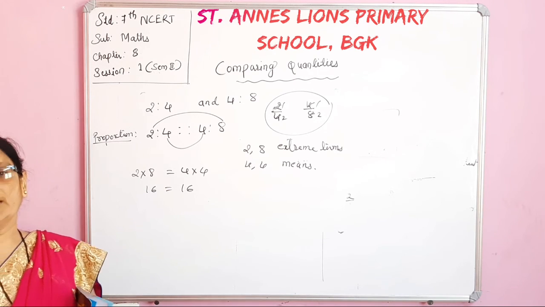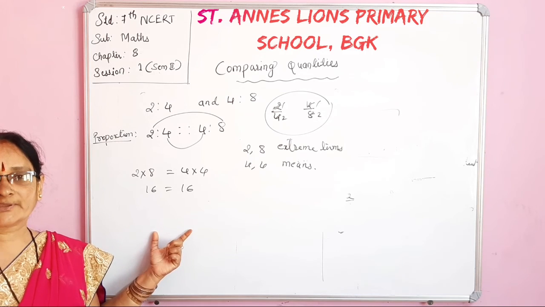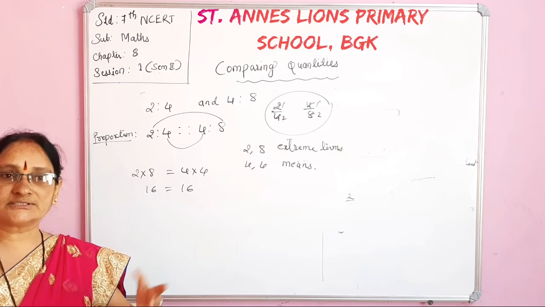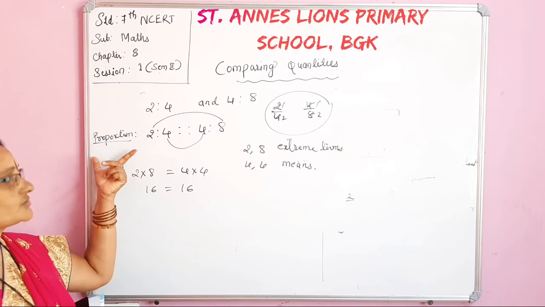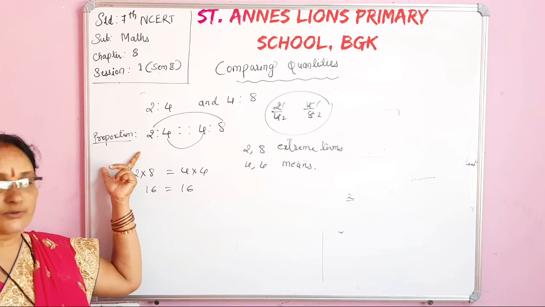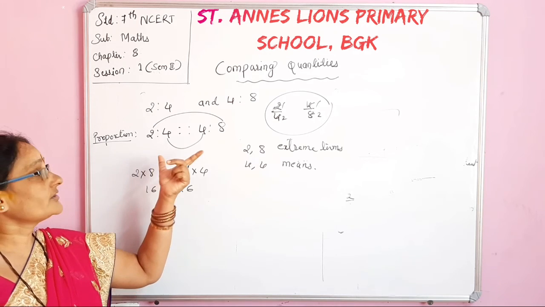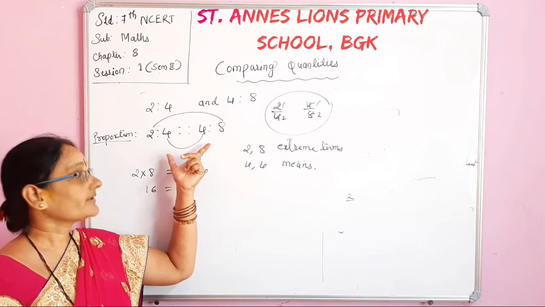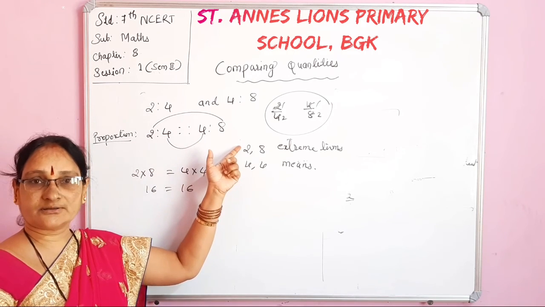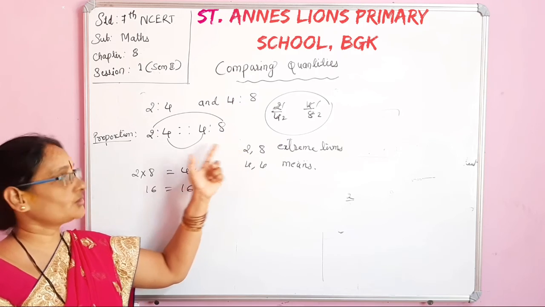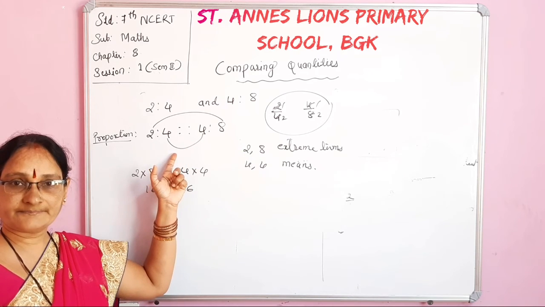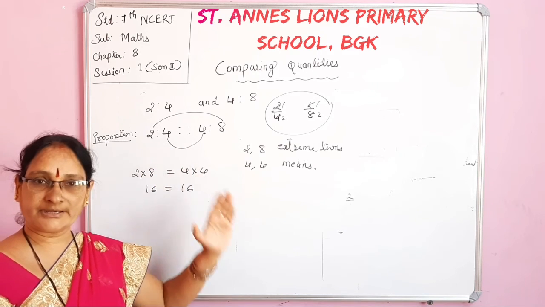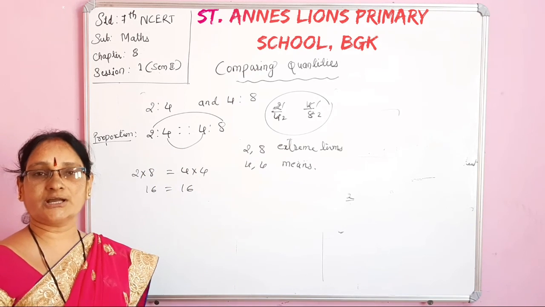This is possible only when we take equivalent ratios. So two equivalent ratios can be written in the form of a proportion. And after writing the proportion, we can also check whether the given elements are in proportion or not. How? By checking that the product of the extremes is equal to the product of means. This is proportion. We started from comparing quantities and now we have reached proportion.